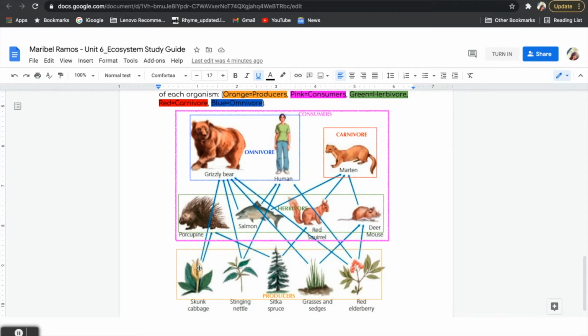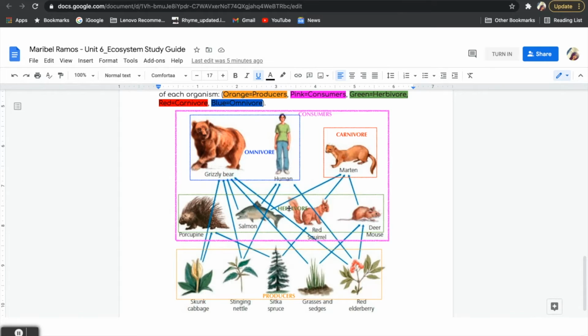Thank you for sharing your thinking. If you said porcupine, red squirrel, deer mouse, or salmon, that is correct. These are all examples of herbivores. As you can see, the porcupine is eating a skunk cabbage, and our deer mouse eats grasses and sedges. These organisms are known as herbivores because they only eat plants for their energy.